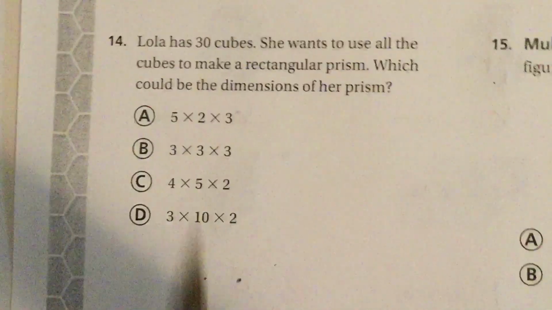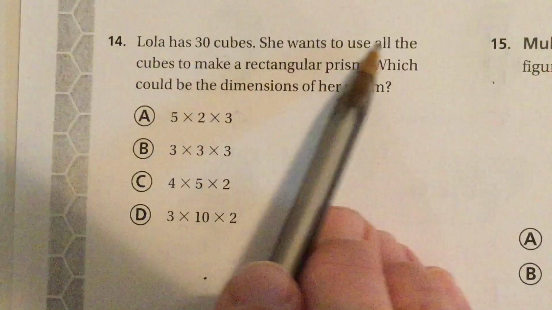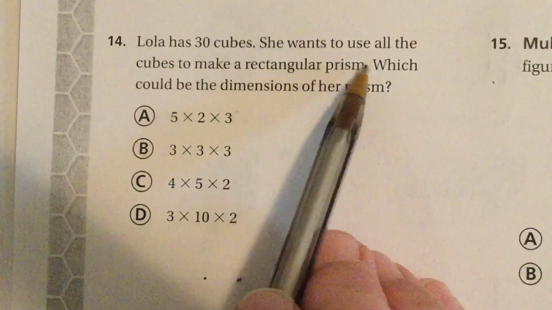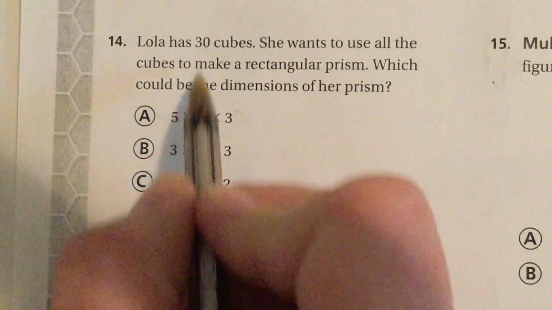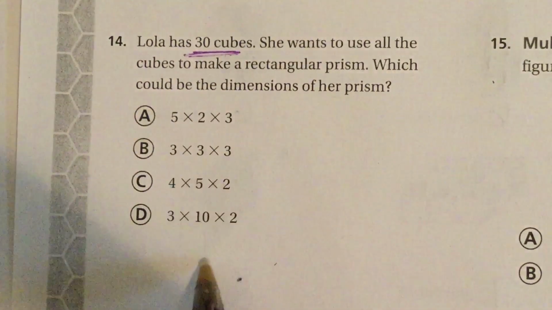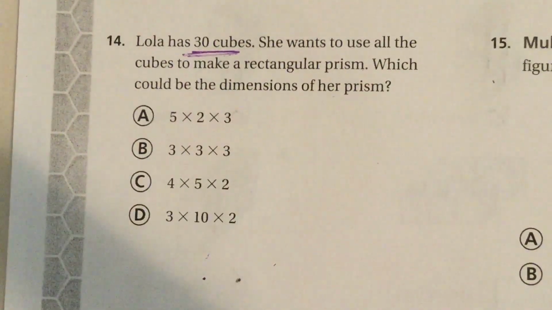All right. Lola has 30 cubes. She wants to use all the cubes to make a rectangular prism. Which could be the dimensions of her prism? So basically, which one of these equals 30?